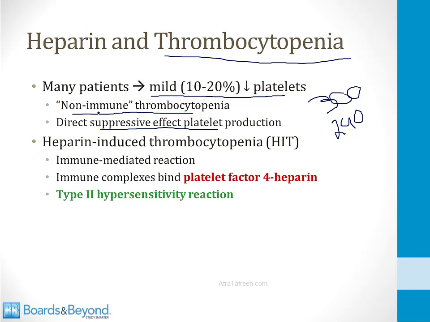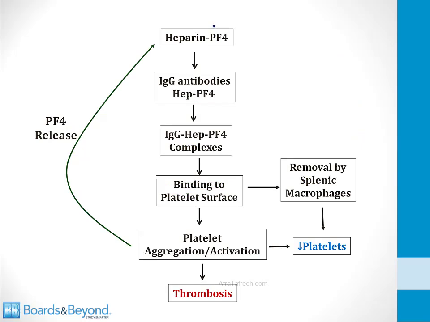A much more serious condition is called heparin-induced thrombocytopenia, or HIT. This is an immune-mediated reaction where immune complexes bind to platelet factor 4 and heparin and elicit an immune response. This is an example of a type 2 hypersensitivity reaction. To understand the pathophysiology of heparin-induced thrombocytopenia, you have to recall that platelets make a substance called platelet factor 4, which is stored in their granules. When platelets become activated, platelet factor 4 is released and it can bind to heparin. In a small number of patients, IgG antibodies will form to the heparin platelet factor 4 complexes. In turn, this will create larger complexes of IgG bound to heparin bound to platelet factor 4.